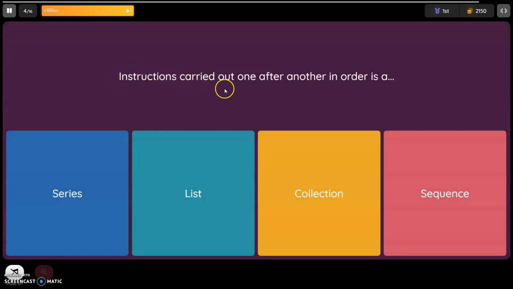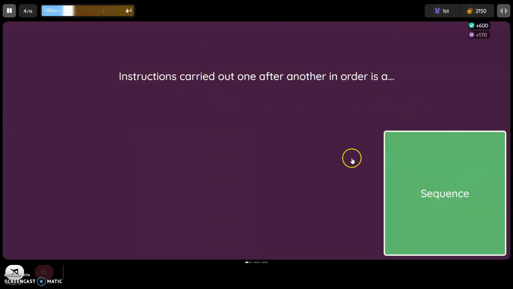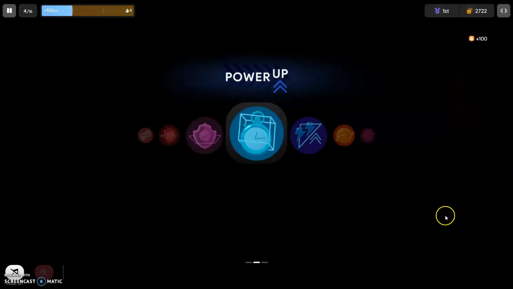Instructions carried out one after another in order is series, list, collection, sequence. I said carried out one after another in an order. Sequence is always related to order. It's this one.